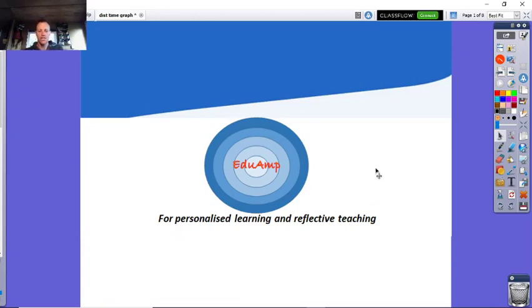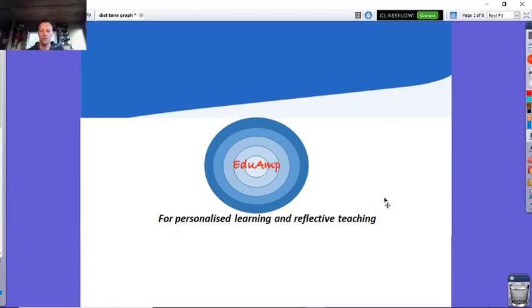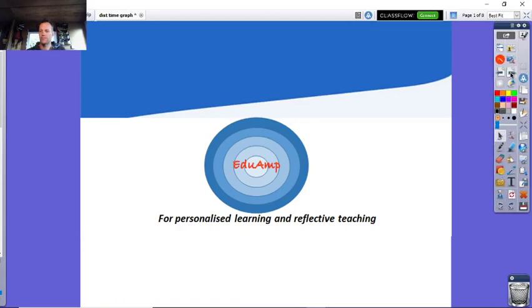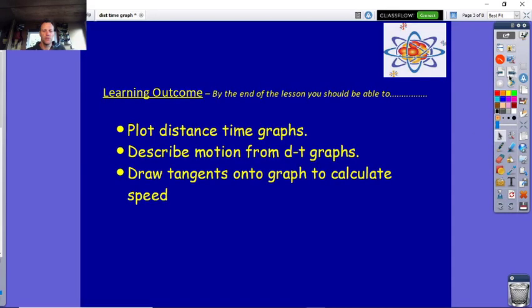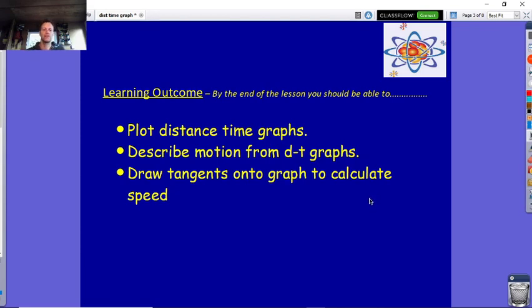This is a GCSE physics lesson all about distance time graphs. So, what I want you to be able to do at the end of this lesson is be able to plot a distance time graph and describe the motion from your distance time graph, then draw tangents onto the graph to calculate the speed.